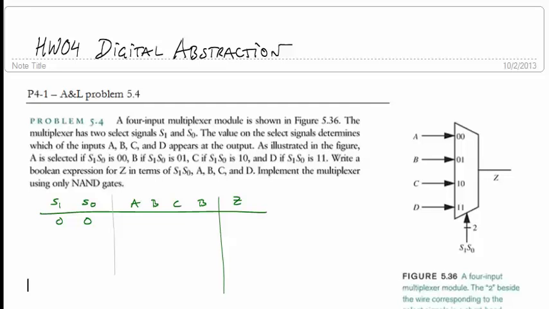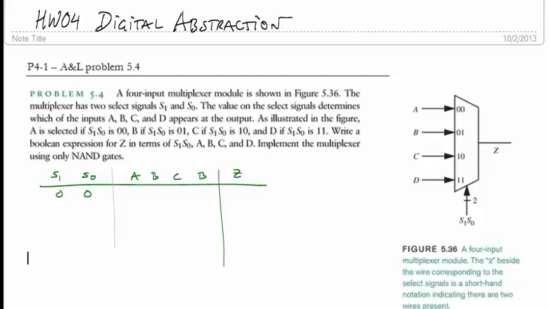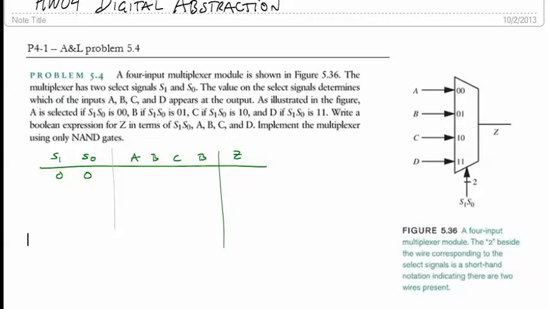Here's a little help for homework 4, covering digital abstraction, essentially combinational logic. There are 3 problems in this set, and I'm going to say something about the first problem and the third problem. In this first problem, you are given what is called a 4-input multiplexer.